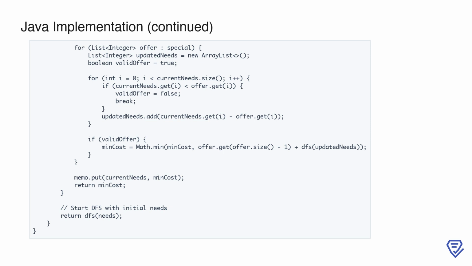The cost of applying the offer is then added to the result of a recursive call to DFS with the updated needs. This cost is compared with the current minimum cost, and the lower value is retained. After trying all the special offers, the minimum cost for the current state of needs is stored in the memoization map to optimize future calls. Finally, the recursive function returns the minimum cost. At the end of the shopping offers method, the DFS search is initiated with the initial needs list, and the result is returned as the minimum possible cost to fulfill all the needs while utilizing the available special offers.